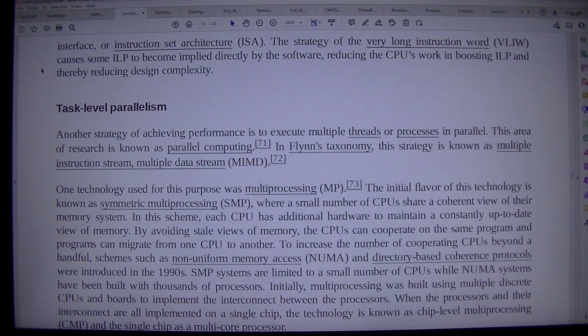The strategy of the very long instruction word, VLIW, causes some ILP to become implied directly by the software, reducing the CPU's work in boosting ILP and thereby reducing design complexity.